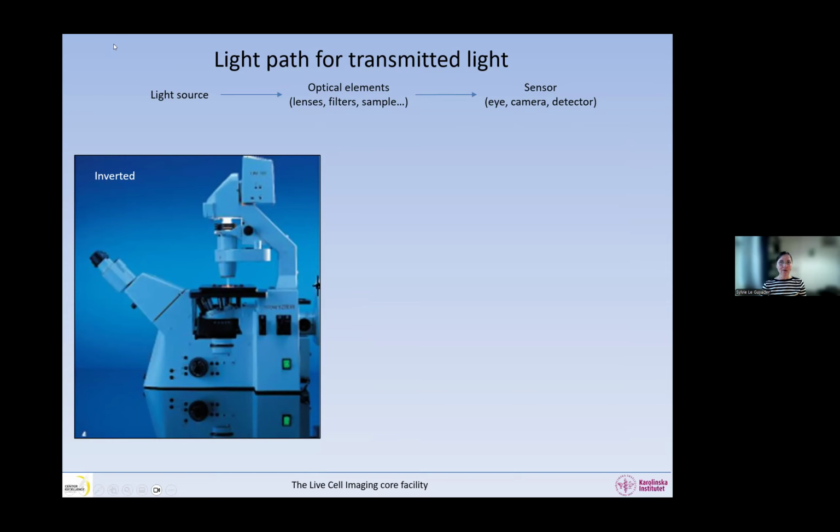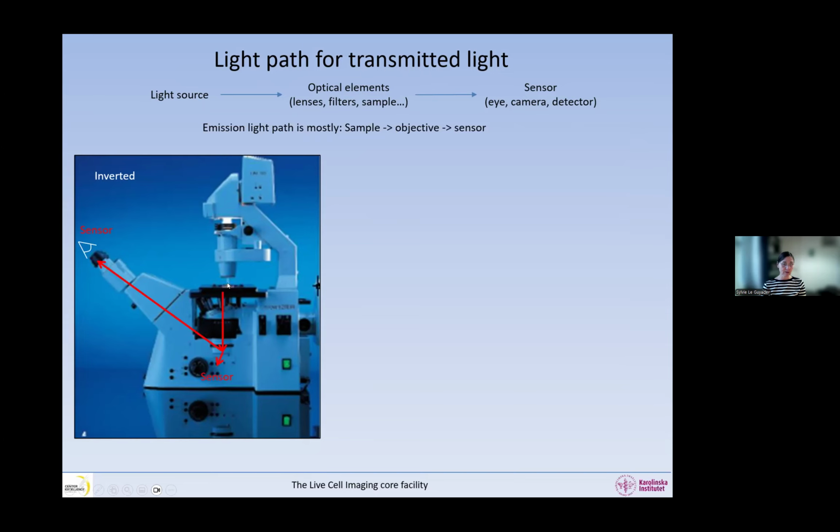Right, so now we are going back to our light path. And what is the light path for transmitted light? So we have, again, the light source, and the light path ends with the sensor. So the sensor can be the eye, camera, or detector. And in between, we have the optical elements like lenses, filters, and sample. So this is an inverted microscope because the objectives are below the stage. And the light path is very simply mostly sample, objective, and sensor.